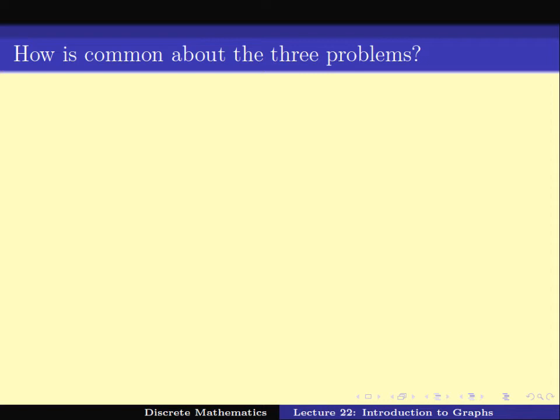Now, what is common among these problems? First thing to note is that all the problems deal with a binary relation. The first problem deals with two people shaking hands with each other. The second problem deals with team A defeating team B or team B defeating team A. And the third problem deals with whether two people know each other or not. So these are binary relations, right? Given two people, what is the relation between them? And they can be ordered for that matter.